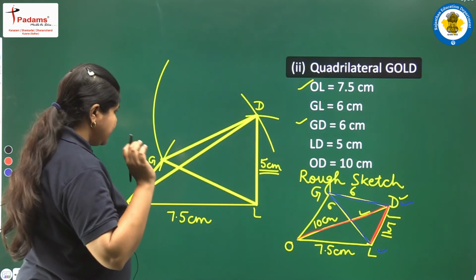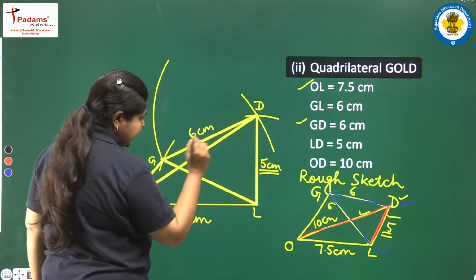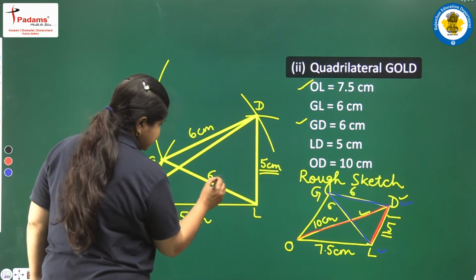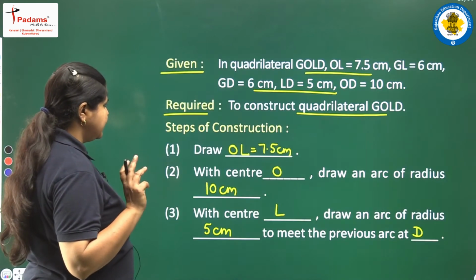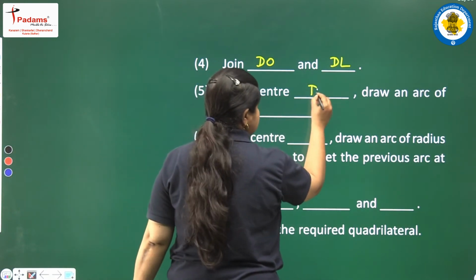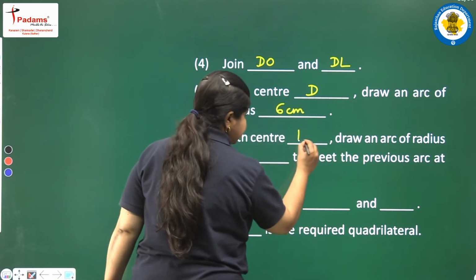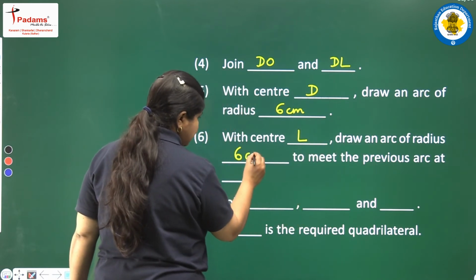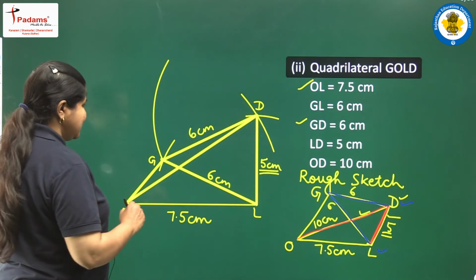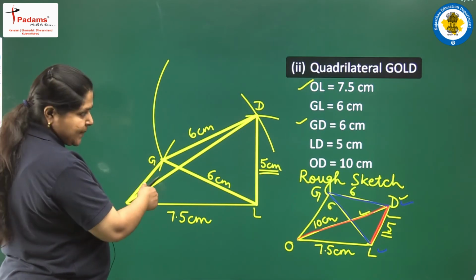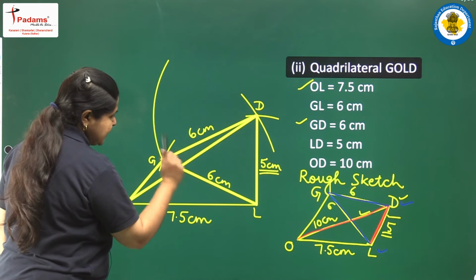Then what we did? With center D and this time the radius 6 centimeter here, and center L and again the radius 6 centimeter, we drew two arcs. So we write it here, with center D, draw an arc of radius 6 centimeter, and with center L, draw an arc of radius 6 centimeter again to meet the previous arc at point G. You can see this point G we obtained in this manner, 6 and 6. Then next, join GD, GL, GO.